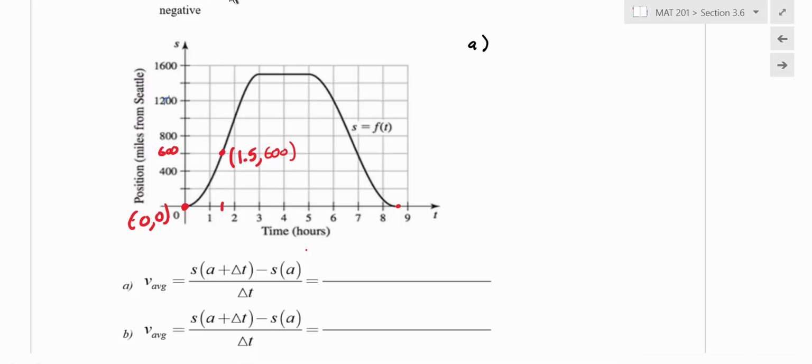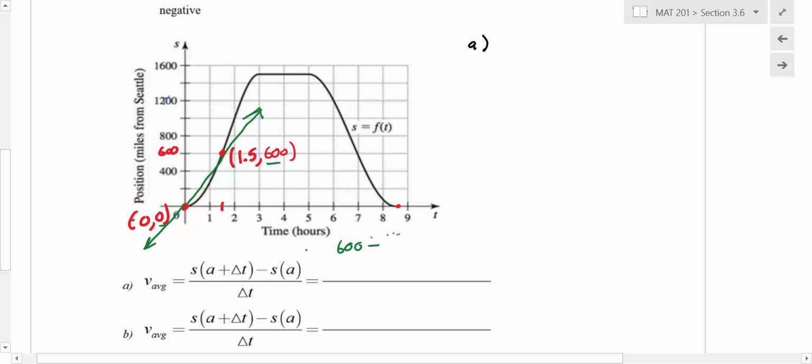What you're actually doing when you find the average velocity is you're really just finding the rate of change, or the slope of that secant line. That's what this formula is saying. When you do the slope, you're going to do the 600 minus the 0 all over the 1.5 minus 0. This part in the formula is saying what is the distance between that last point and the beginning, so 600 miles to 0. The delta t is saying what's the change in time, so that's 1.5 hours. What that would give you is 600 over 1.5.